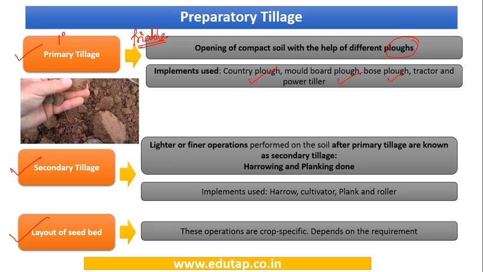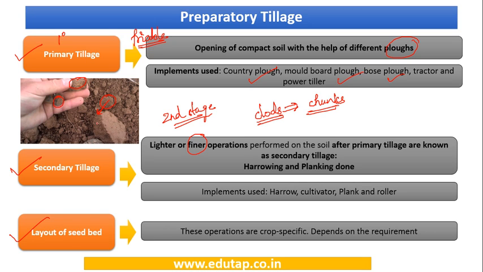Now these are lighter or the finer operations that you perform on the soil after the primary tillage. Okay, so this is the second stage. After primary tillage, there are many clods that are left behind in the soil. These clods are nothing but larger chunks of soil. You can have a look at the picture here. You can see these clods. These clods are also not good for seed sowing, so you need to break these clods.